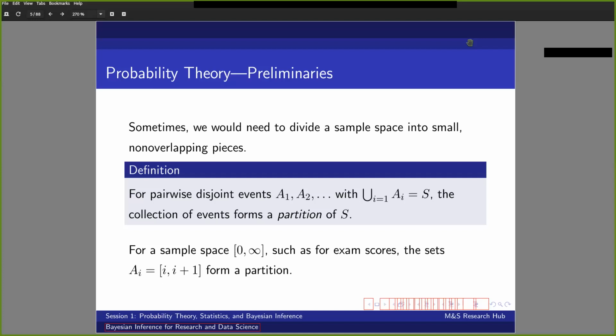So for example, let's say our sample space is exam scores. And we know that exam scores can only take non-negative values from 0 to infinity. Then the sets Ai, comprising the closed interval from i to i plus 1, form such a partition.